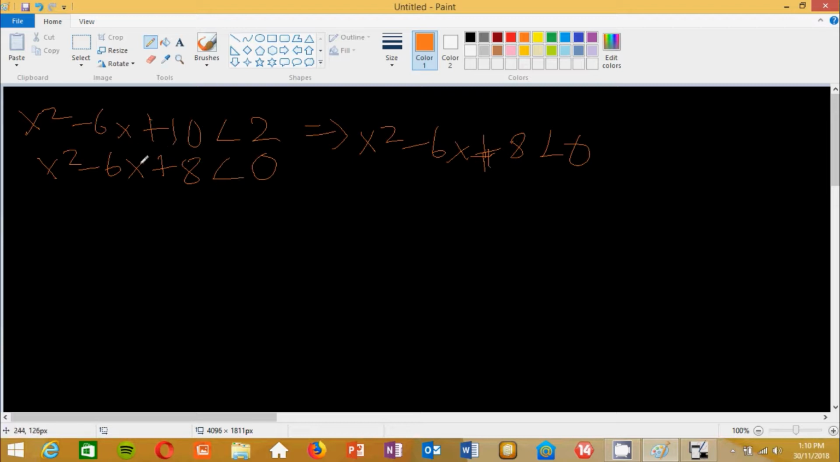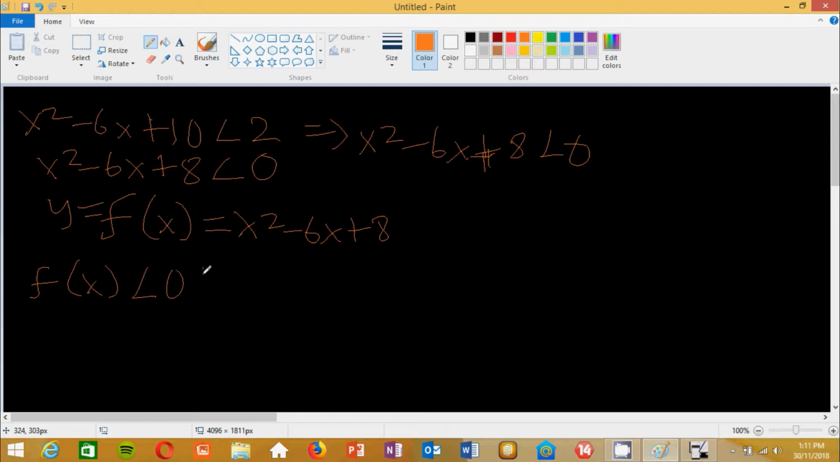The function that is on the left side of the inequality sign is our function y, or f of x. So y is equal to f of x, which is equal to x squared minus 6x plus 8. So the quadratic inequality that we are actually trying to solve here is f of x is less than 0, or y is less than 0.